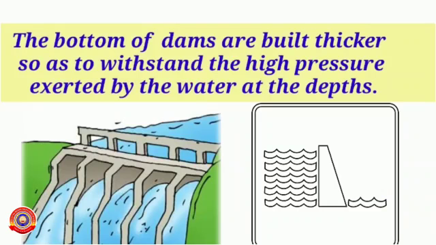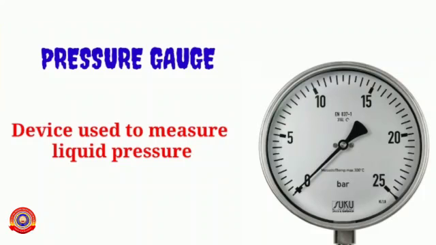Dams are broader at the base than at the top. This is to withstand the high pressure exerted by water at the depths. If it is not done, the high pressure may cause the dam to break. The last portion in this chapter is pressure gauge. Pressure gauge is a device used to measure liquid pressure.